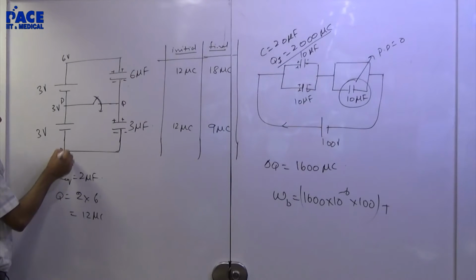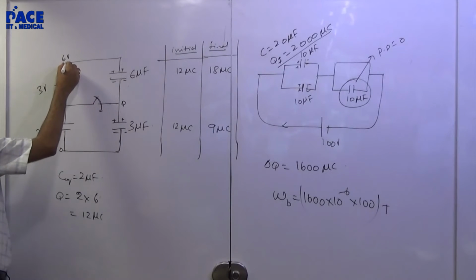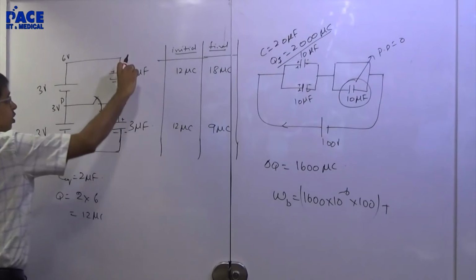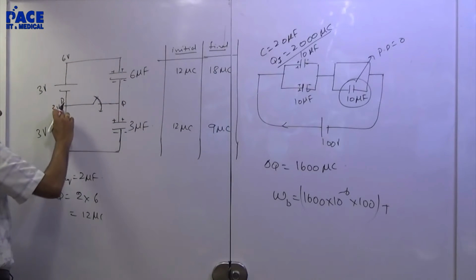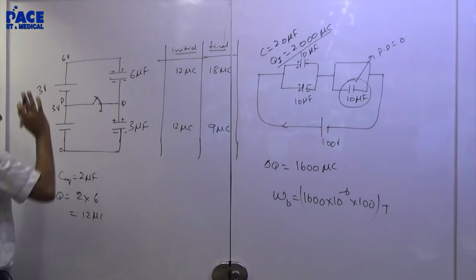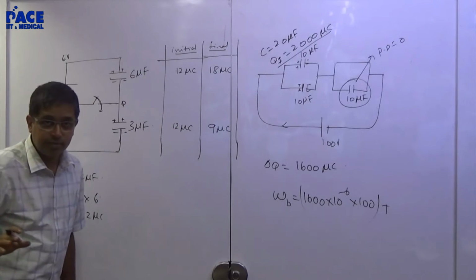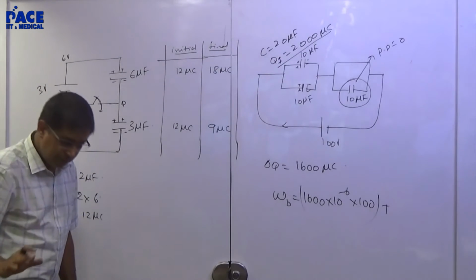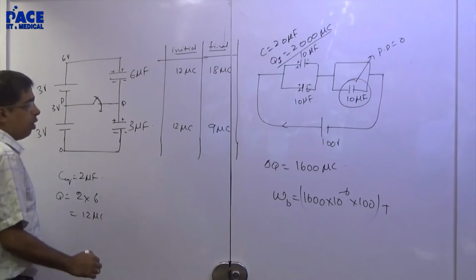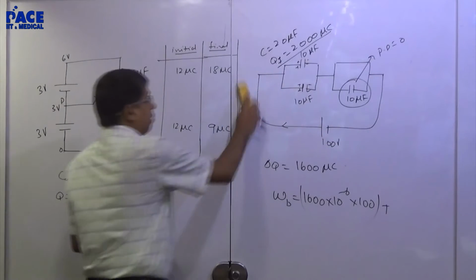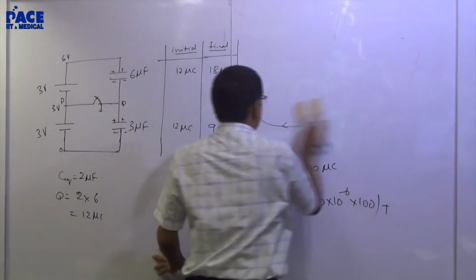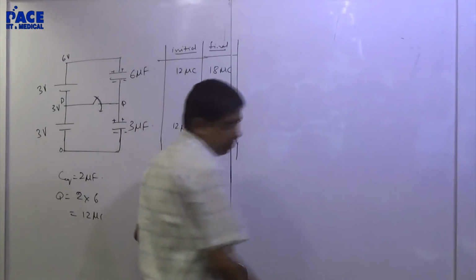If I take this to be 0, this will be 3 volts, this will be 6 volts. What is the potential difference across the 6 microfarad capacitor now? 6 minus 3, 3. Right? Yes sir, got it. Now, how do we finish off the problem, now that we know the initial and final charges?